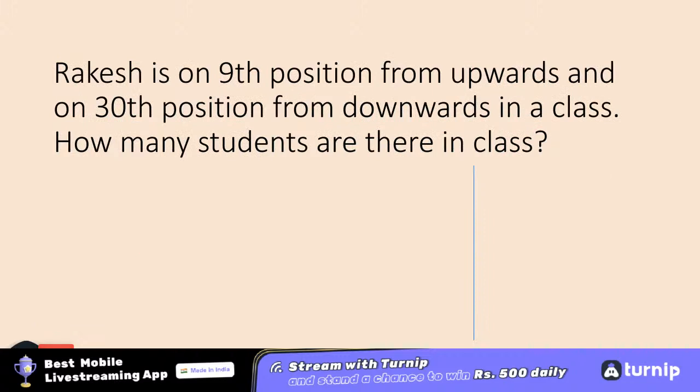Moving ahead, Rakesh is on the 9th position from upward. If we talk from upward, Rakesh is 9th and 30th position from downwards. And if you're checking it from the downwards, he is 30th. How many students are there in the class? So yes, you need to think. Hurry up.